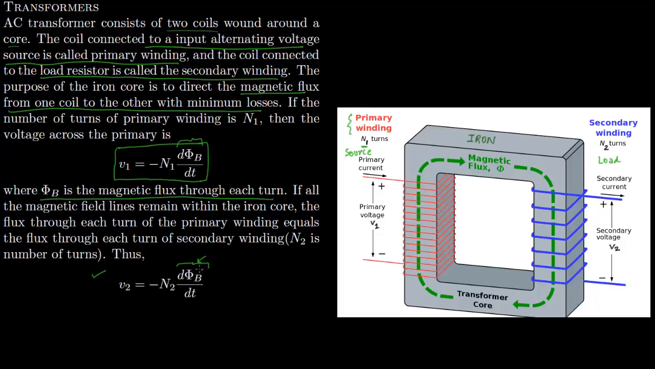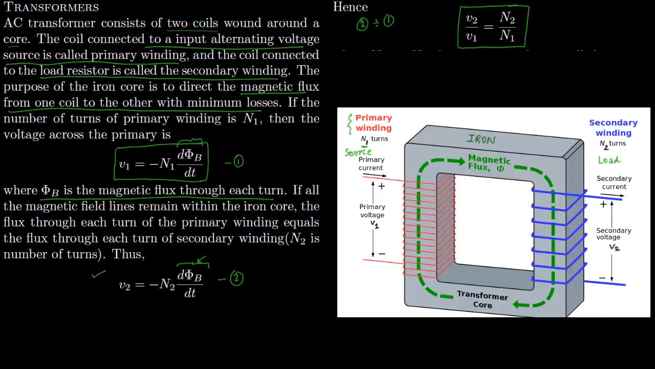So you replace d phi b by dt in equations 1 and 2. You just eliminate d phi b by dt. You get V2 by V1 is equal to N2 by N1. You can also see this if you take equation 2 and divide it by equation 1. So this is our primary equation for a transformer.